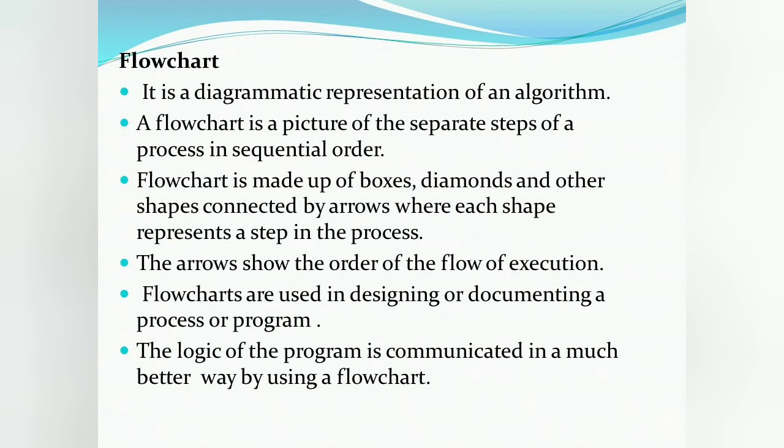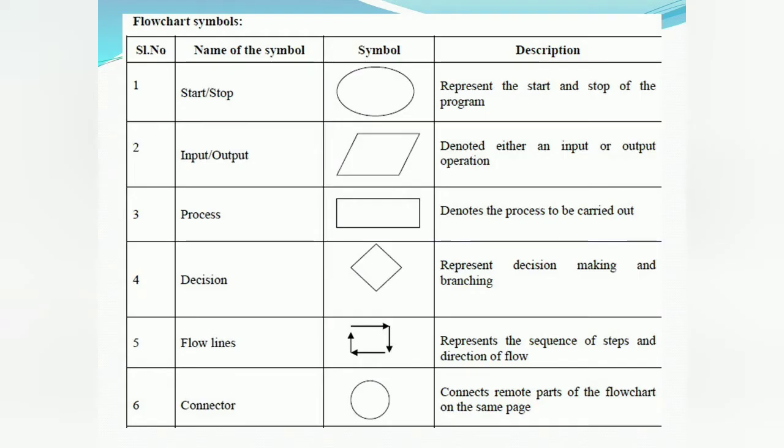It can be made up of boxes, diamonds, and other shapes connected by arrows, where each shape represents a step in the process. The arrows show the order of the flow of execution, and it can be used in designing or documenting the process or program. The logic of the program is communicated in a much better way by using a flowchart. Here different shapes are used for drawing the flowchart.